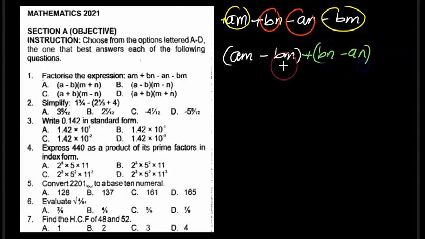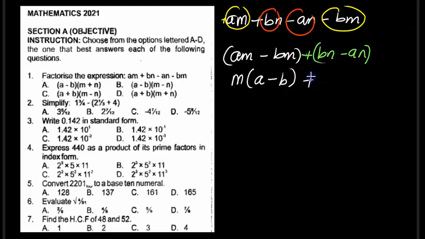Having looked at this, we now need to factorize. What is common between the am and bm? m is common, so I'm going to take m, and if I take m, what do I have? I have a in the bracket minus b. You can see that if I multiply this back, I have this expression here. Now I'm done with this, and I'm going to move over to the next one.